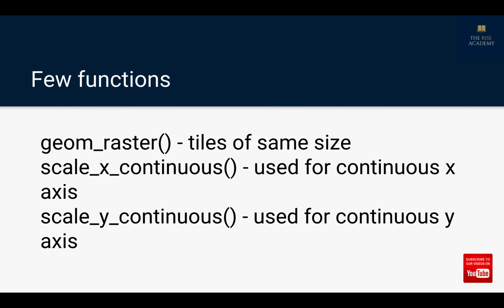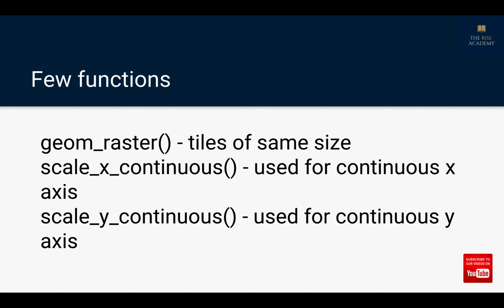So in the code that we will see, there are some functions. One of them is called geom raster. This function helps us to create a visual in which the data is displayed in the form of tiles. Just like we have geom bar where our data is displayed in the form of bars, or we have scatter plot, geom point, where we use points or dots to display our data. In the same way, if we are using tiles to represent our data, then we can use this function, geom underscore raster.